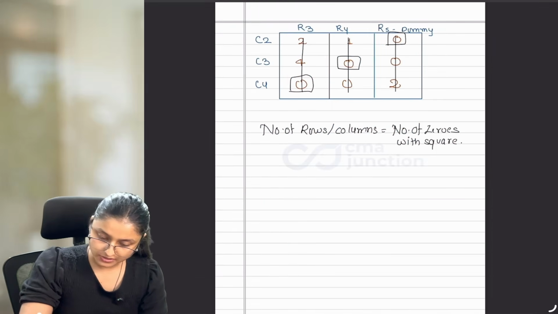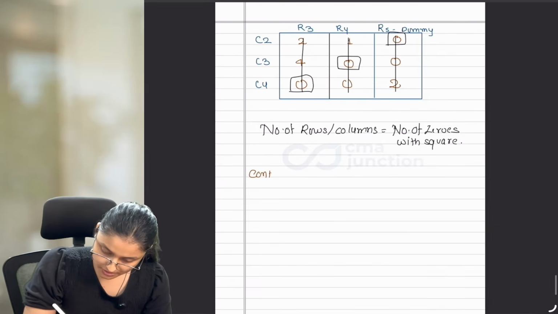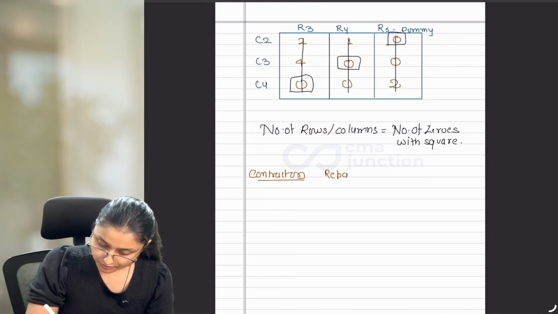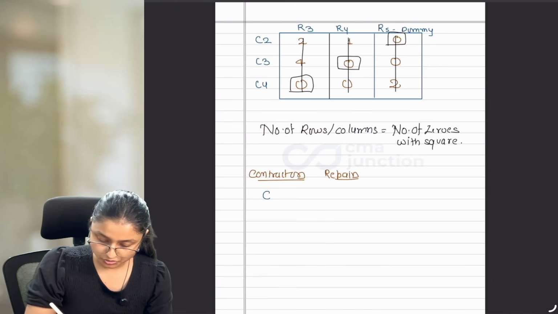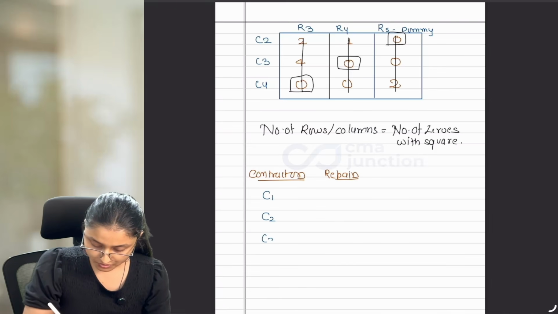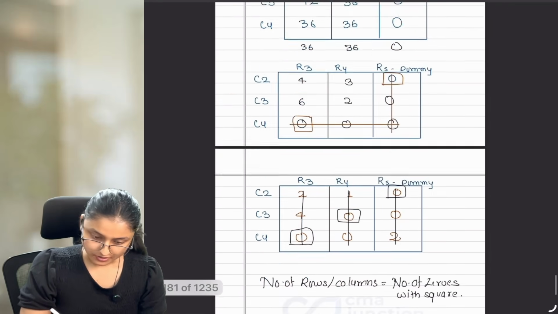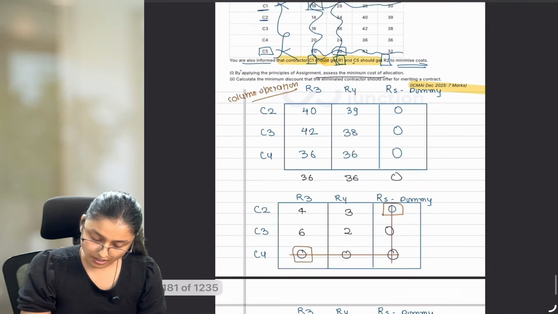What is the minimum cost? That is what we have to calculate. Here we have contractors, then we have repairs. Even if 2 of the contractor is already allotted, then also we are going to show them here. C1, C2, C3, C4, C5. And the repair work allotted is R1 to C1.